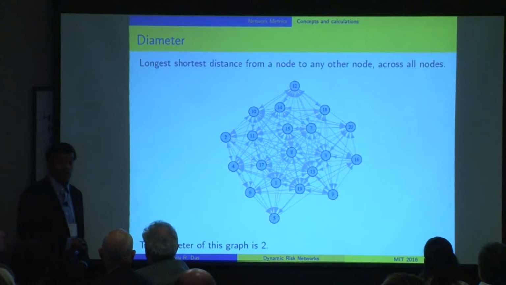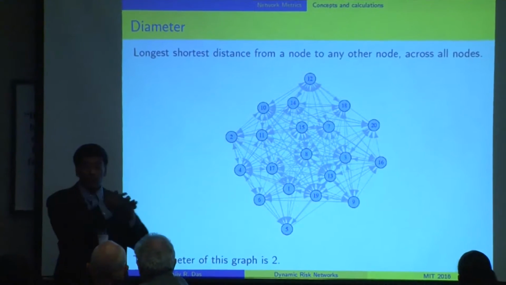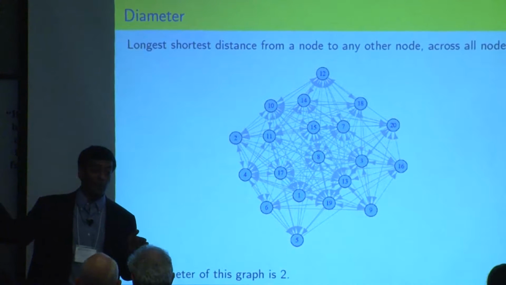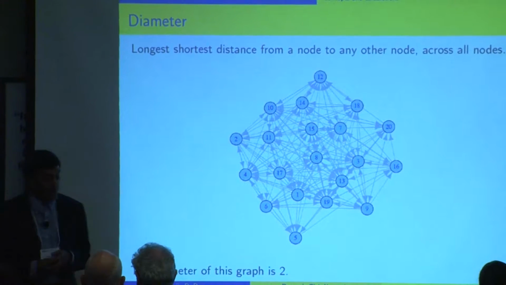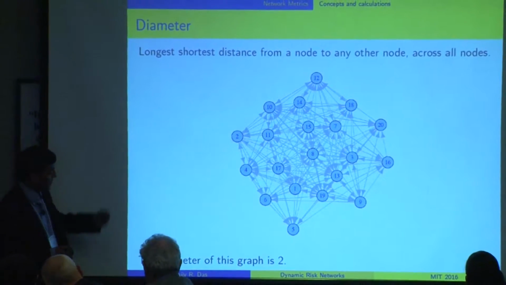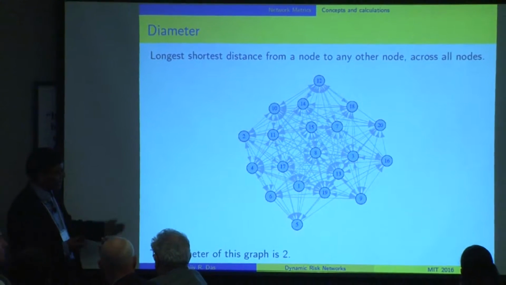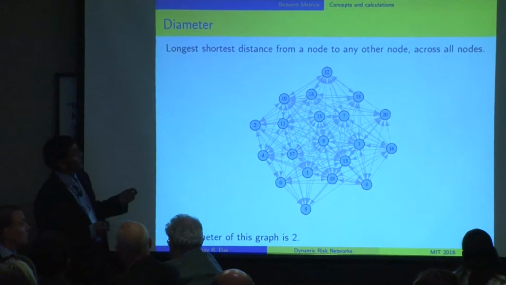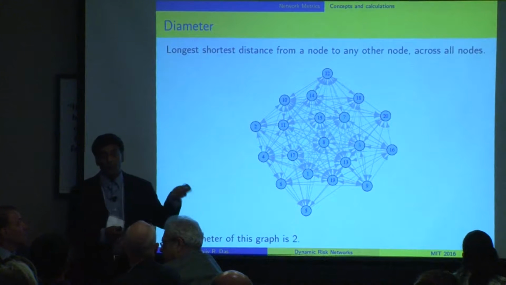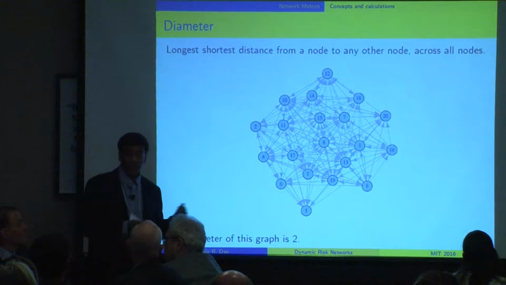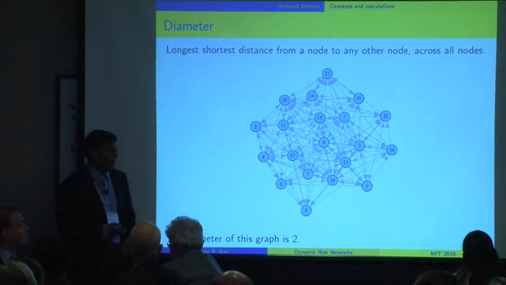All right, diameter is the other thing we want to know in a network. If a network has low diameter, disease will spread very fast because it will go from one end of the network to the other end really quickly, and that's something we worry about when you think about contagion. So for example, this graph has a diameter of 2. It doesn't look like it, but basically the longest shortest distance from any node to any other node is just 2.